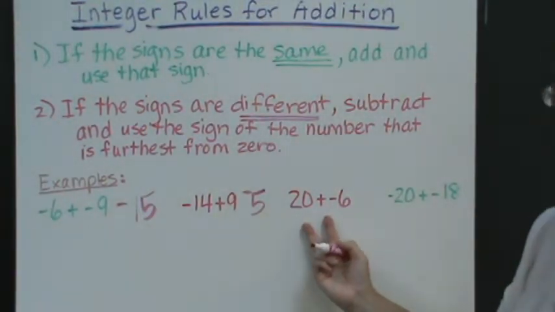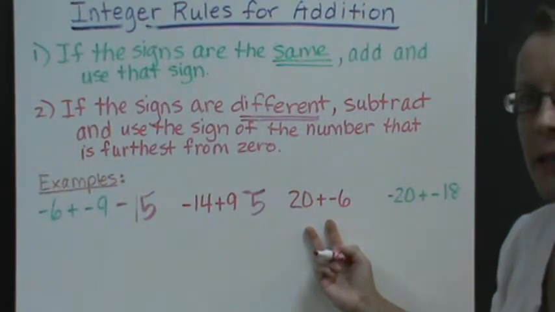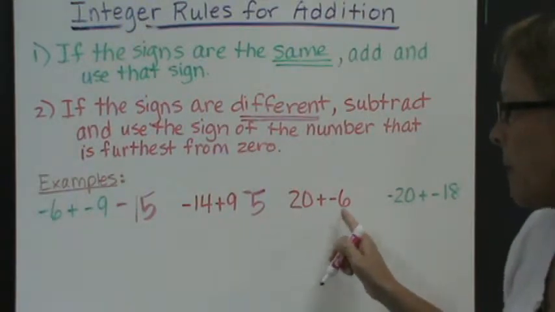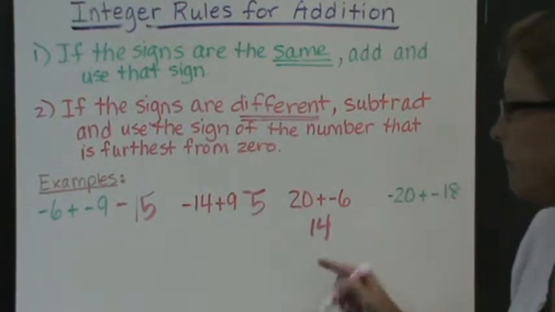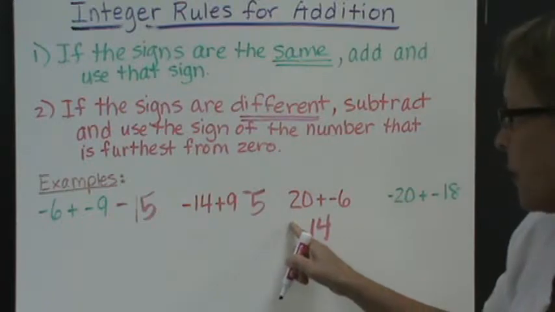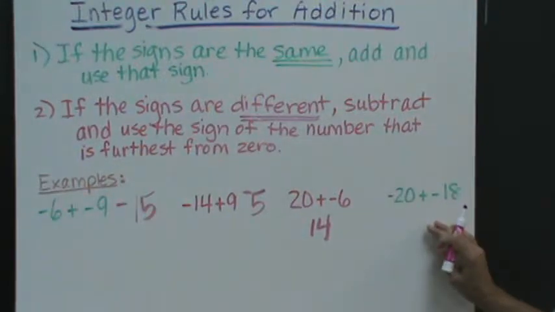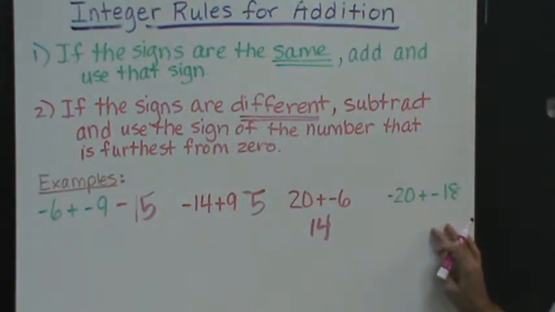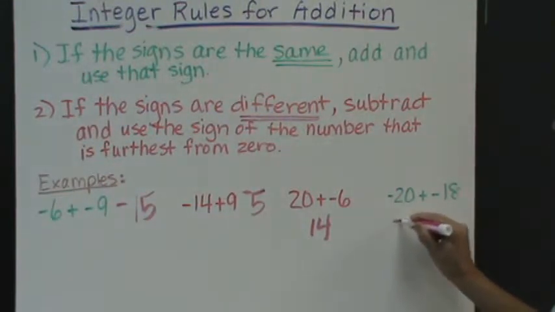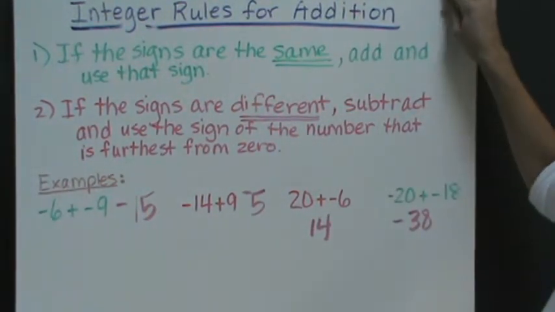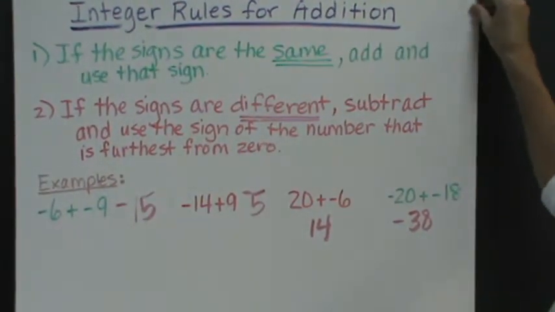This example, I have 20 plus a negative 6. Are the signs the same or are they different? Good, they're different. So I'm going to subtract 20 minus 6 and get a 14. The 20 is further from 0, so my answer is positive. On this last one, I have negative 20 plus negative 18. Hope you can see that. The signs are the same, so I'm going to have a negative answer, and then I add 20 plus 18, and I get a negative 38. Okay, now I'd like you to try some addition problems on your own.